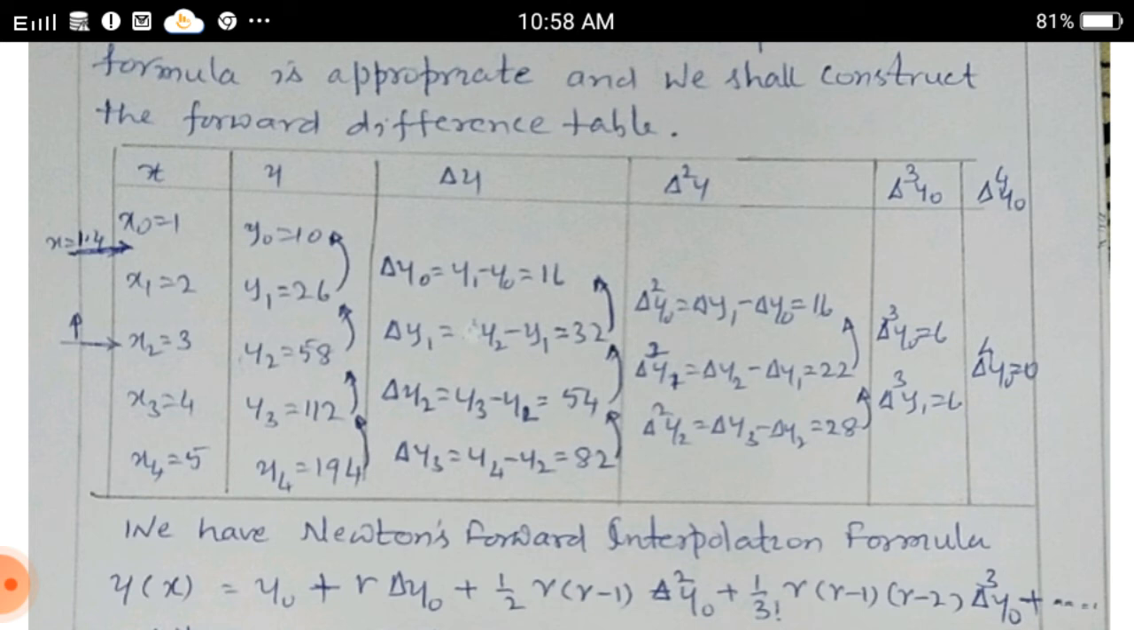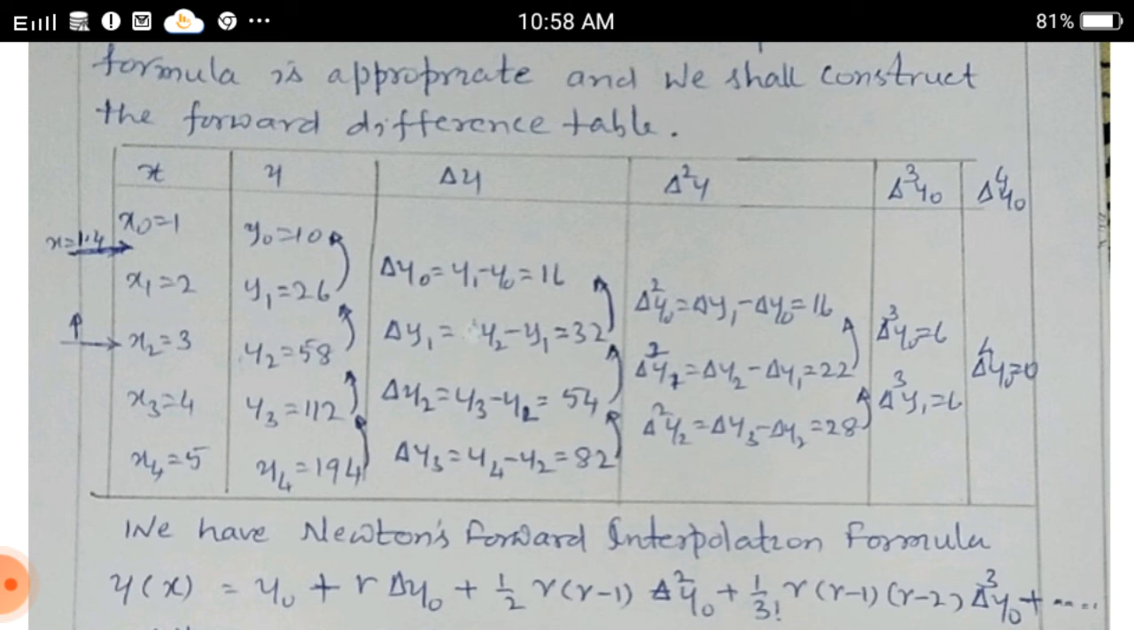Now, third forward differences are given by differences of second forward differences. Delta cube y0 is equal to delta square y1 minus delta square y0, which is 22 minus 16, equal to 6. Delta cube y1 is equal to delta square y2 minus delta square y1, which is 28 minus 22, equal to 6.